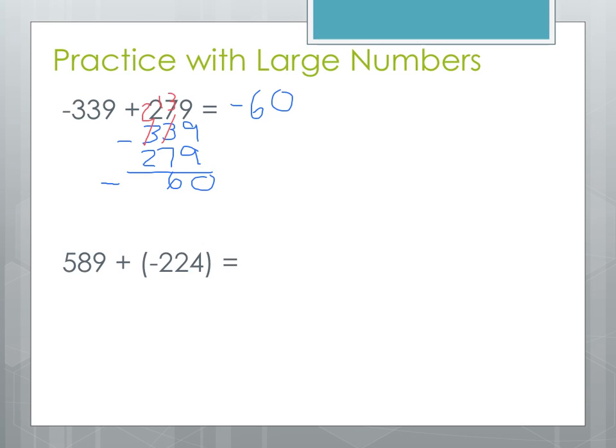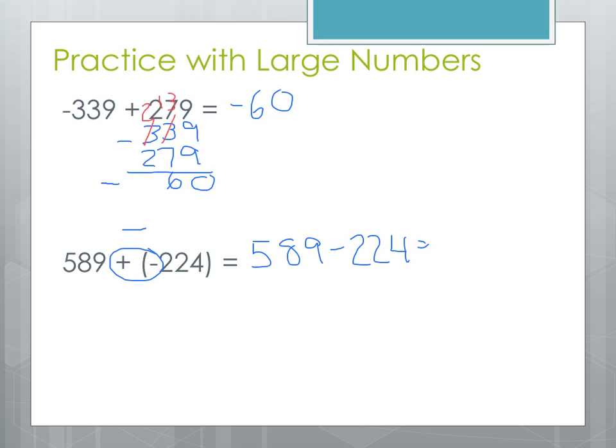All right, our second problem, 589 plus a negative 224. We've got a double sign here that we're going to want to get rid of before we do any operations. So these signs are different. We have a plus and a minus. When they're different, we're going to get a minus. Okay, so let's go ahead and rewrite this. We have 589 minus 224.